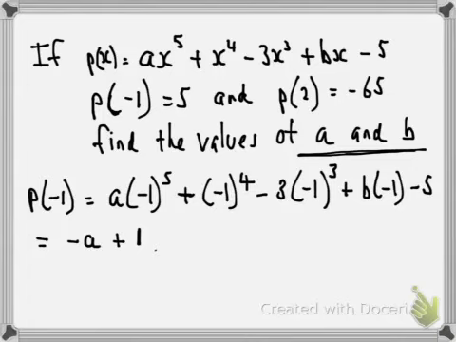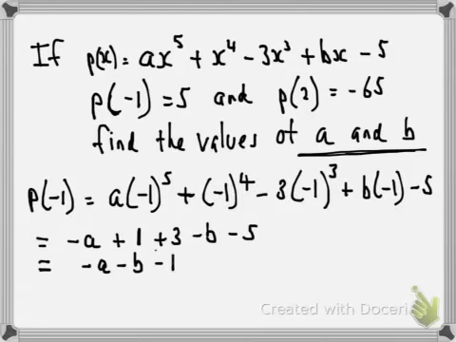So we get positive 1. Negative 1 cubed is negative 1 times negative 3 is plus 3. B times negative 1 is negative b. And we've got minus 5 there. Now, if we tidy that up, we get negative a minus b and 1 plus 3 is 4. Take 5. And 1 plus 3 take 5 is negative 1.